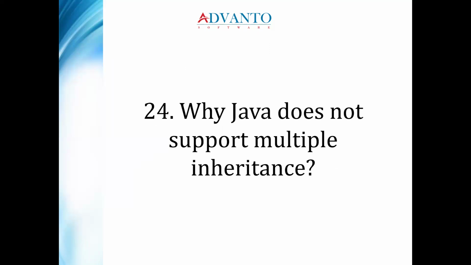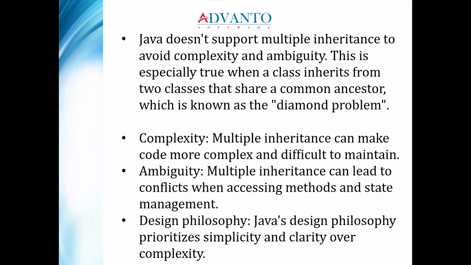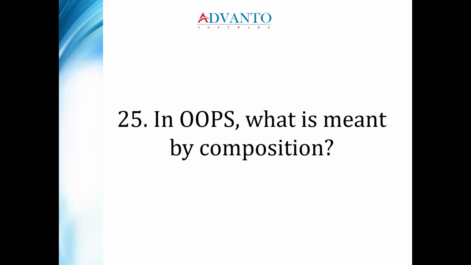Why does Java not support multiple inheritance? Java doesn't support multiple inheritance to avoid complexity and ambiguity. This is especially true when a class inherits from two classes that share a common ancestor, which is known as the diamond problem. Complexity. Multiple inheritance can make code more complex and difficult to maintain. Ambiguity. Multiple inheritance can lead to conflicts when accessing methods and state management. Design philosophy. Java's design philosophy prioritizes simplicity and clarity over complexity.